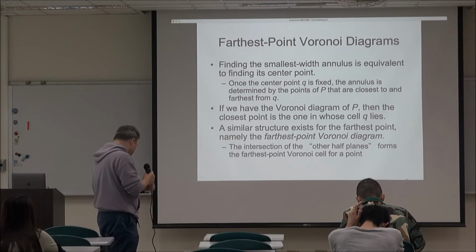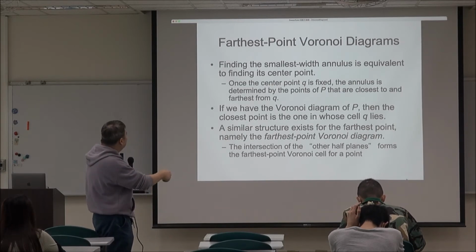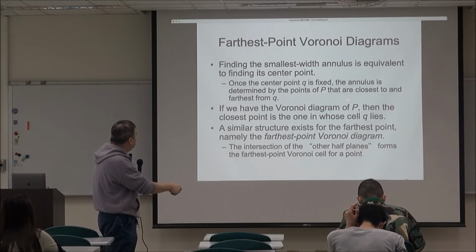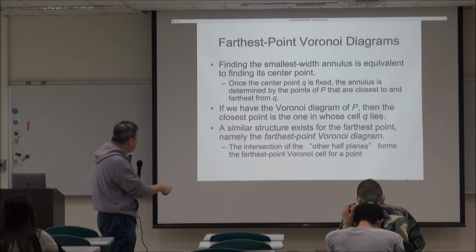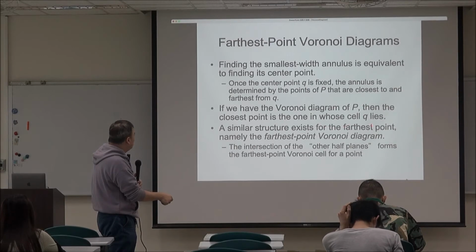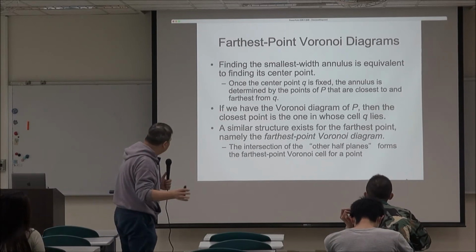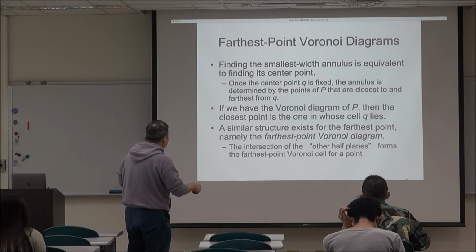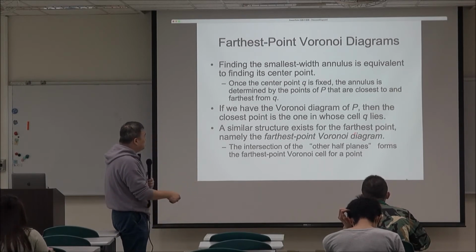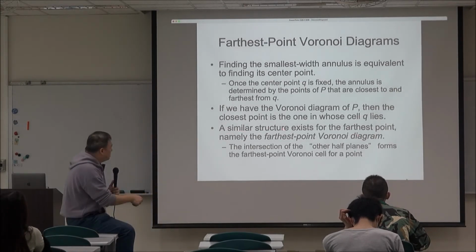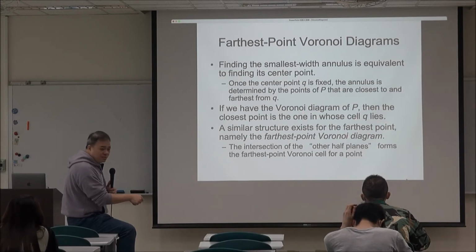Finding the smallest width annulus is equivalent to finding the center point. We know that. But once the center point Q is fixed, the annulus is determined by the points of P that are closest to and furthest from Q. This is obvious, right? So if we have the Voronoi diagram of P, then the closest point is the one in whose cell Q lies, right?